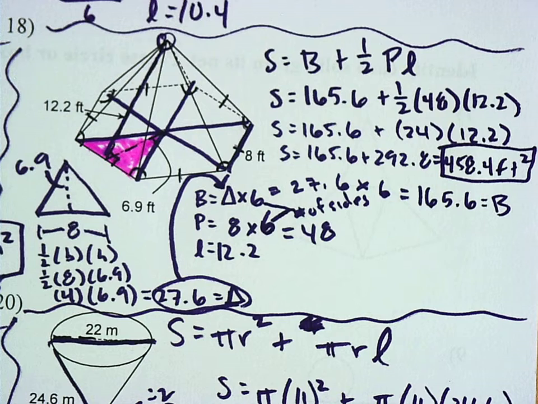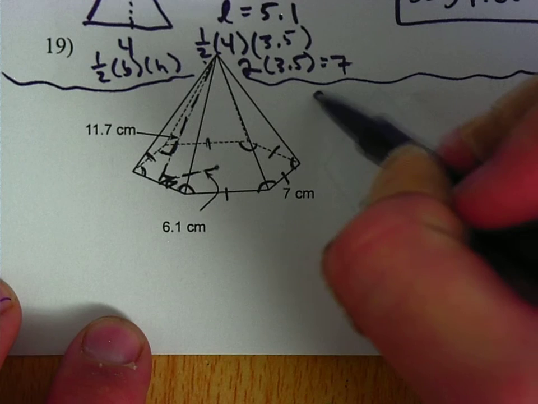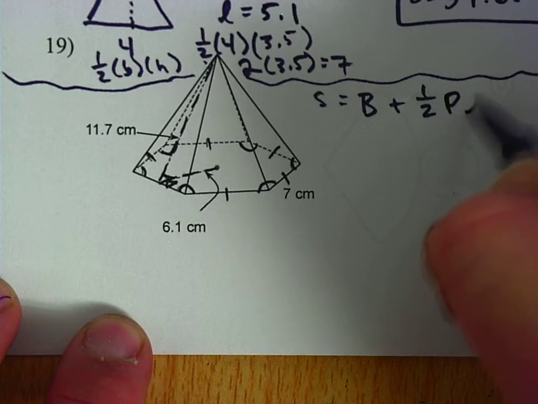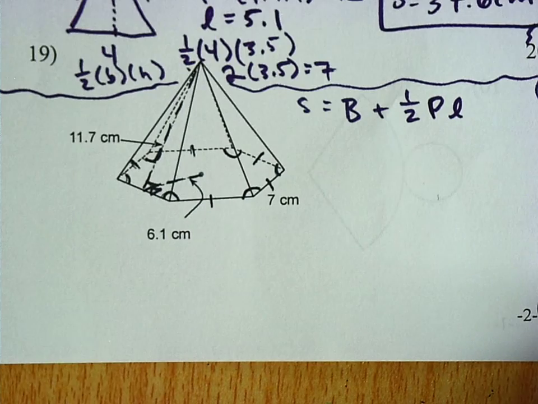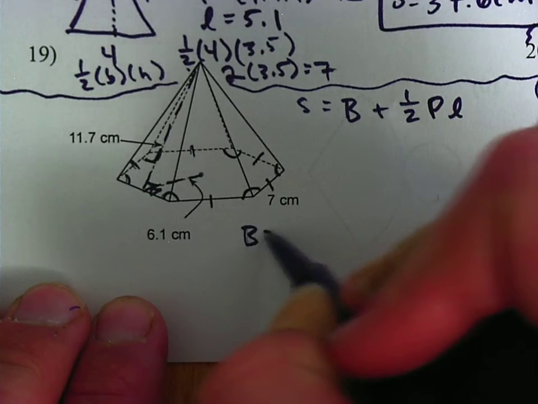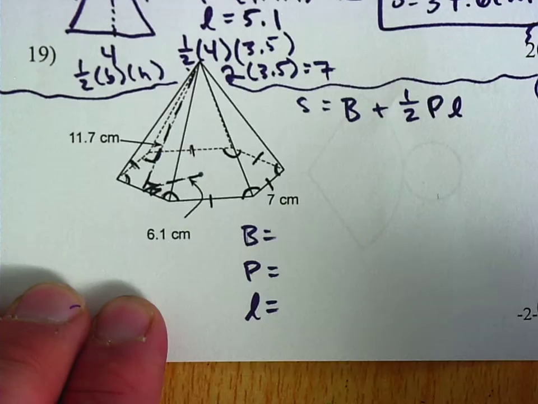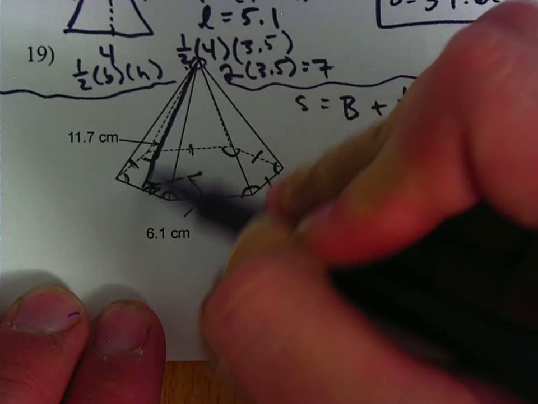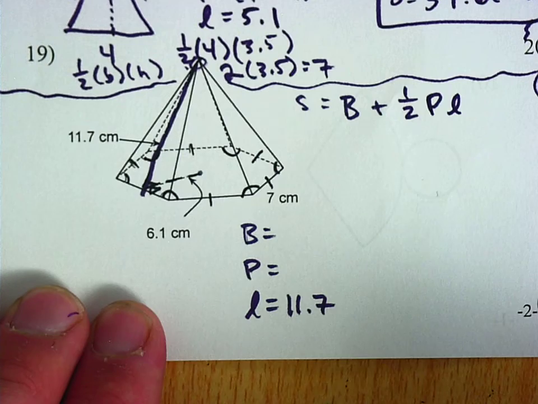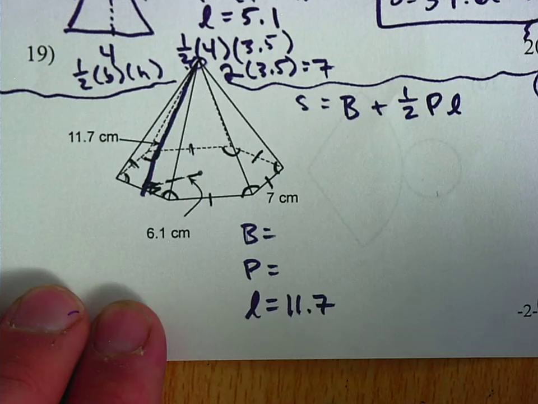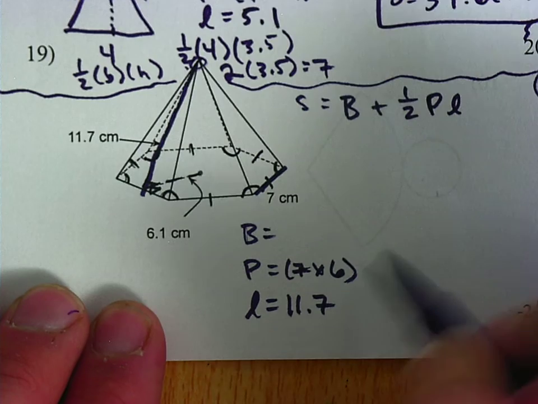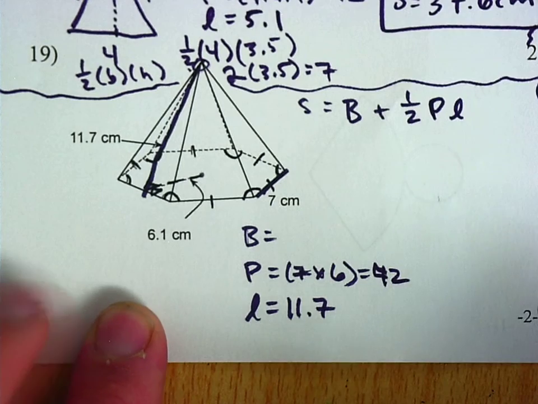Let's look at number 19. Down here we have another one just to practice, just for good measure. We already said it's a pyramid, so surface area equals base plus 1/2 times the perimeter times the slant height. So we need to find the base, perimeter, and the slant height. Again, we'll start with slant height because it's the easiest one to find. It's 11.7. And we're going to find the perimeter next. One side is 7, and there are 6 of them. That's going to be equal to 42.